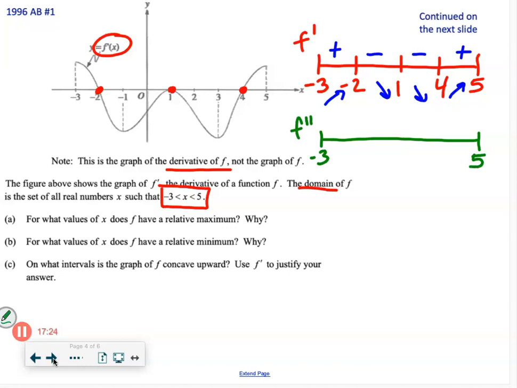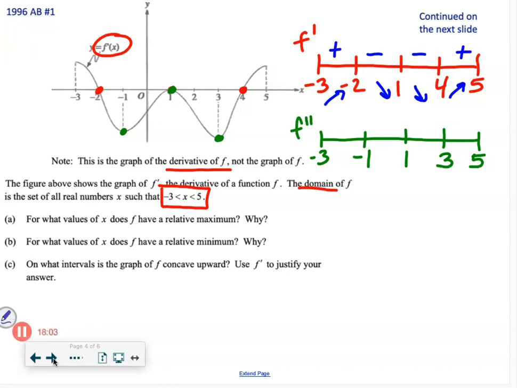When you're making an f double prime sign line, remember f double prime is positive when f prime is increasing. F double prime is the slope of f prime. So when f prime is increasing, f double prime is positive. When f prime is decreasing, f double prime is negative. So the critical numbers for f double prime are actually the maxes and mins of f prime. So the critical numbers for f double prime would be -1, 1, and 3.